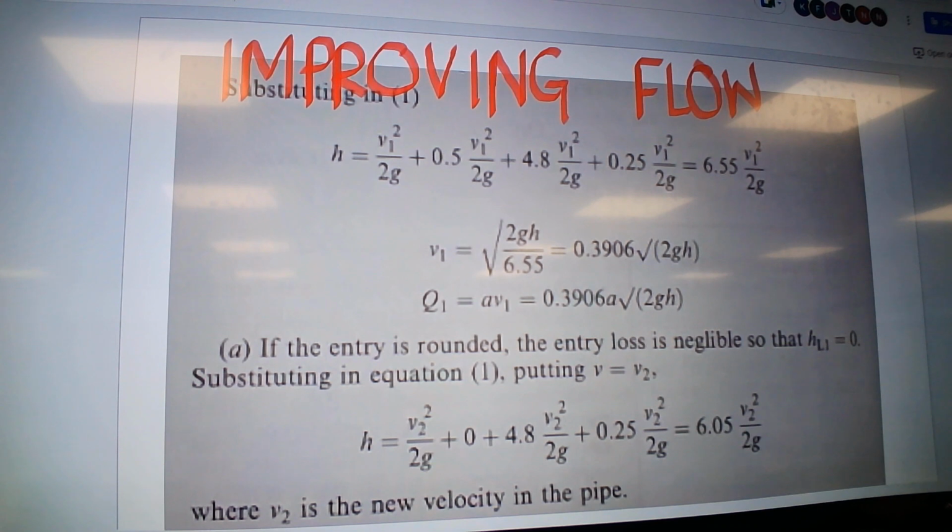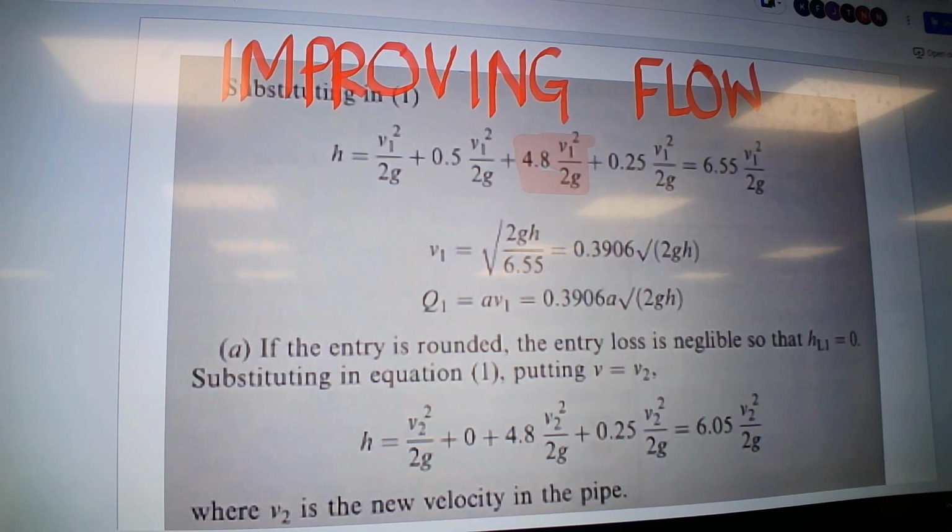Now everything in this equation, if you look at it, is V1 squared over 2G, V1 squared over 2G, V1 squared over 2G. I can just add them up straight away. Take the V1 squared over 2G constant, and this is 1 plus 0.5 plus 4.8 plus 0.28. That will give me 6.55, and I will get 6.55 V1 squared over 2G.